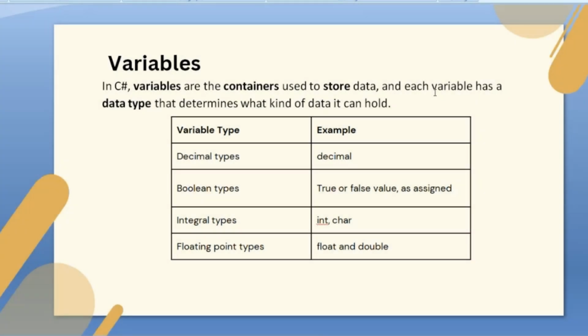So always each variable has a data type, and each variable is preceded by a data type which determines what kind of data the variable can hold. So there are different variable types. We have decimal type, boolean type, integral type, and floating point types. And also we'll see what are the data types we have, right? So let's understand what are the data types we have.